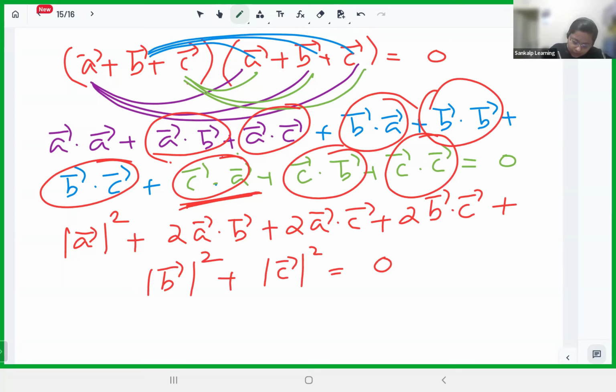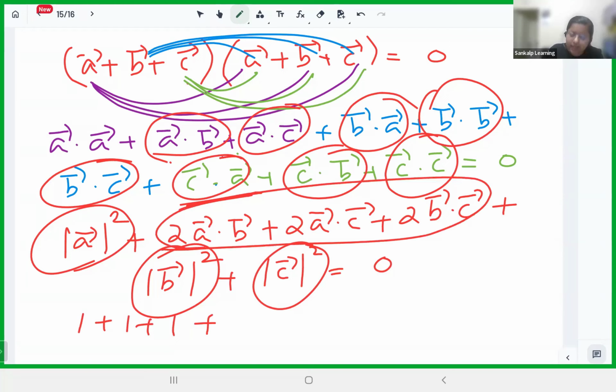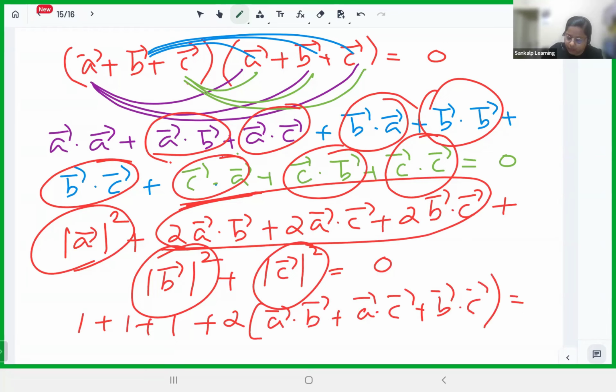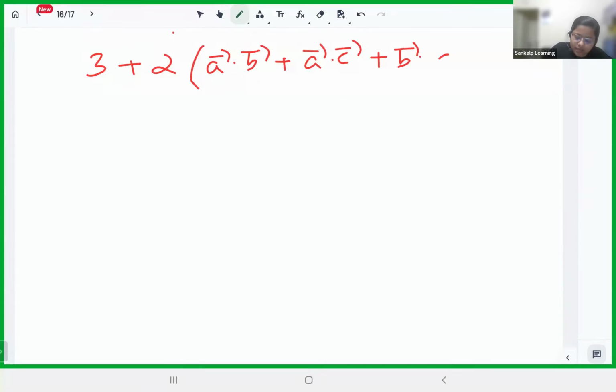All right. So in the next step, we can substitute the value because all these are unit vectors. So it will become 1 plus 1 plus 1 plus, from this we can take 2 outside. 2 is common in all 3 of them. A dot B plus A dot C plus B dot C is equal to 0. So that is equal to 3 plus 2 into A dot B plus A dot C plus B dot C is equal to 0. This was the previous step.